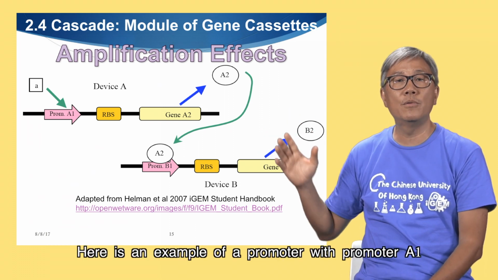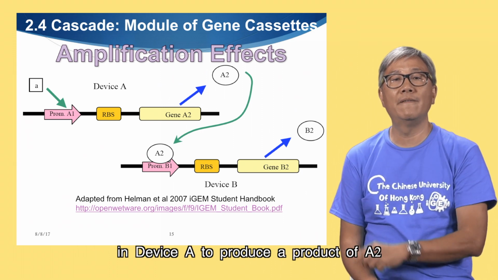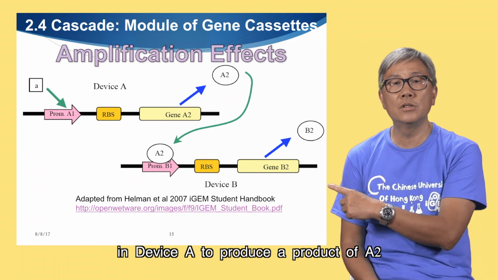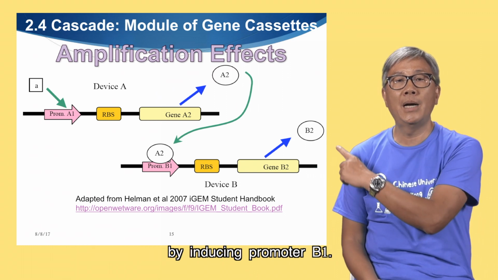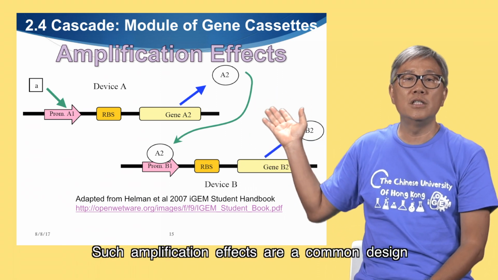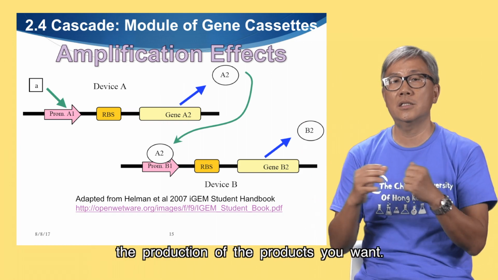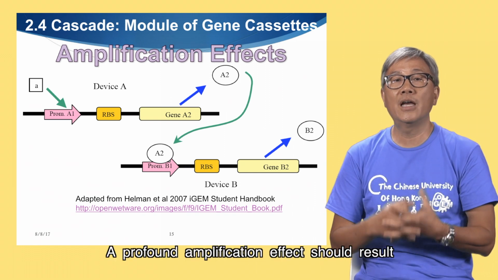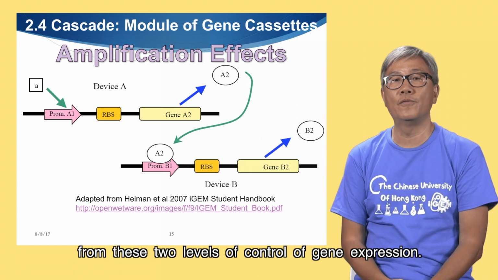Here is an example of a promoter A1 in device A to produce a product A2 that could induce the production of B2 in device B by inducing promoter B1. Such amplification effects are a common design in synthetic biology that can enhance the production of the products you want. A profound amplification effect should result from these two levels of control of gene expression.